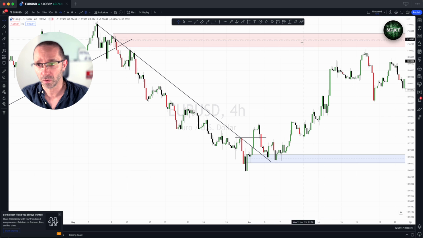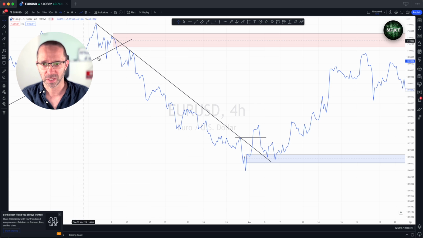Same for this area of supply. And look what happens here. Look, market goes up, tests into that supply zone, and we have a reversal out. Back to the line chart once again. That is our trend collapse strategy here.